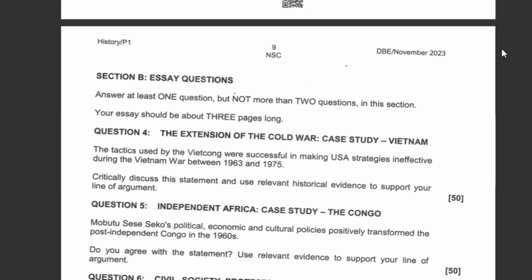It's a question that requires you to critically discuss. Before we go into that particular question, remember we have three types of questioning used for history essay questions. One type is that of do you agree? You are given a historical statement, then the question says, do you agree with the statement? Use relevant evidence to support your line of argument.